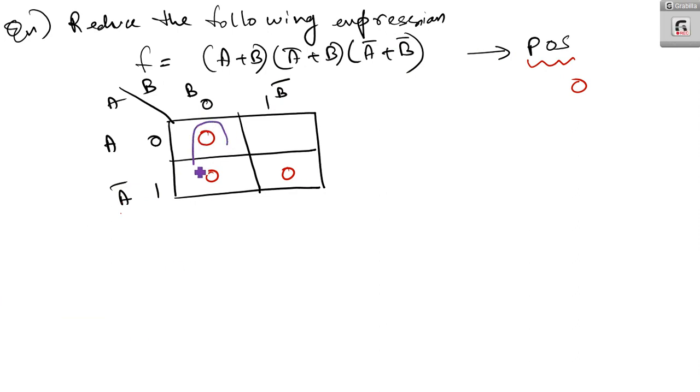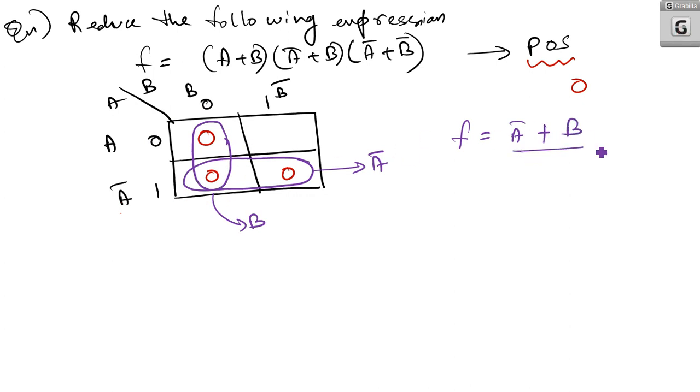These two can be paired, right? So what do you get? What you get is B. These two can be paired. So here what do you get? You will get A bar. Now if you are simplifying the expression, what do you get? F is equal to, if it is POS form, how can we reduce it? A bar or B. A bar or B.